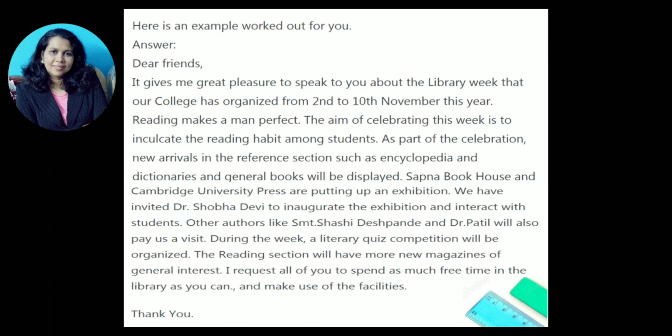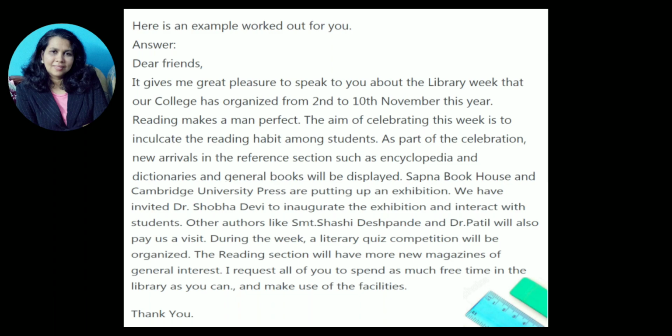Whichever author's name is coming to your mind, you can write it. Shashi Deshpande, it is from your textbook itself. And Dr. Patel or Arundhati Roy, any famous novelist you can write, will also pay us a visit. During the week, a literary quiz competition will be organized. Reading sections will have more and new magazines in general.